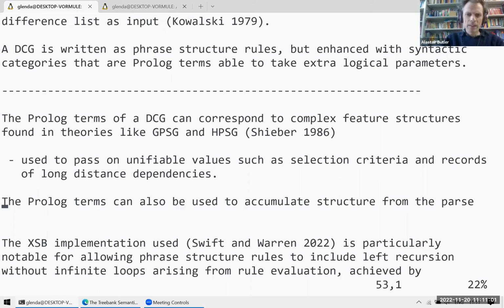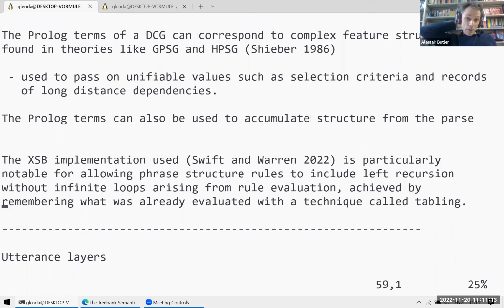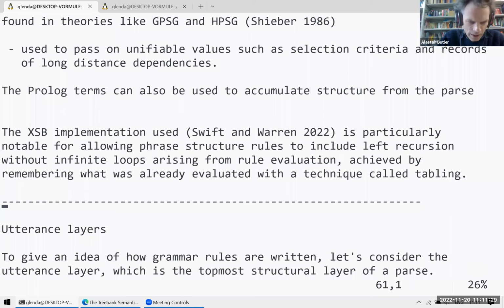Prolog terms can also accumulate the structure for the parse. So that's how we actually build the parse tree as well. The XSB implementation is really very special in that it allows phrase structure rules to include left recursion without infinite loops arising from the rule evaluation, which means you can basically write any phrase structure rule without having to worry about nasty consequences like infinite loops, which was always the problem back 20 odd years ago.